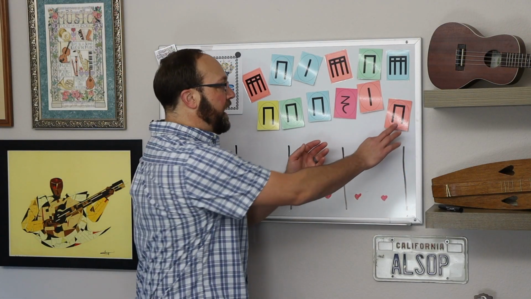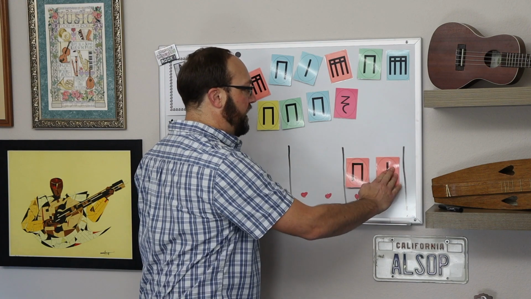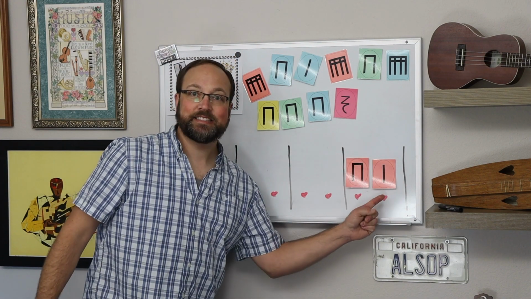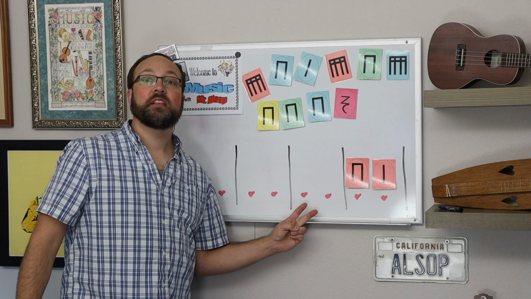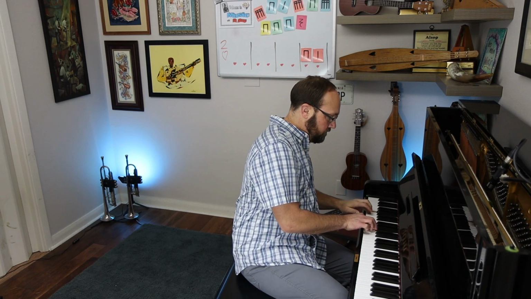Let me write it down. Ti, ta. How about I use this one and this one? Ti, ta. Let's figure out the next 2 beats. And we're trying to figure out these 2 beats. How about these 2? What are those 2 beats? Let's see if it's also ti, ta.